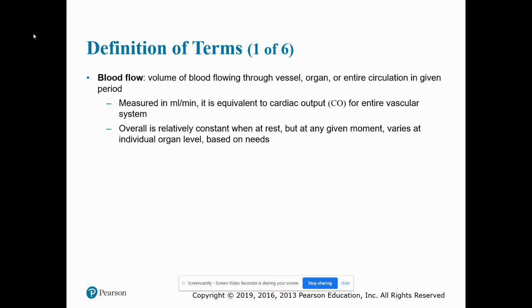Okay, so we have blood flow. This is going to be the volume of blood flowing through a vessel, an organ, or the entire circulation in a given period of time. It's measured in mL per minute, and it's equivalent to cardiac output for the entire vascular system. Overall, it's relatively constant when at rest, but at any given moment, it can vary at the individual organ level based on needs.